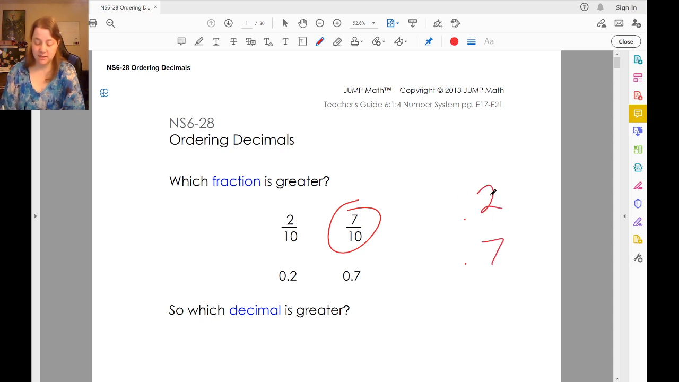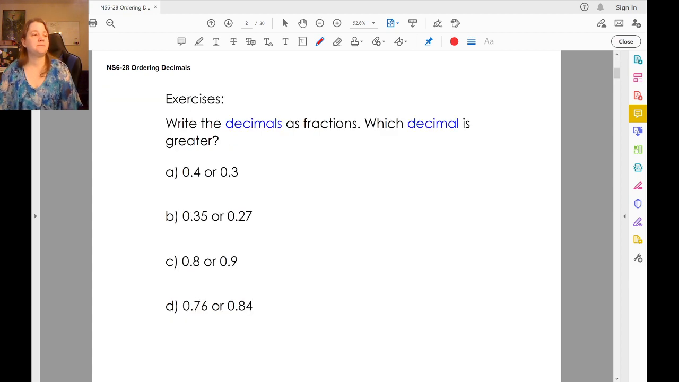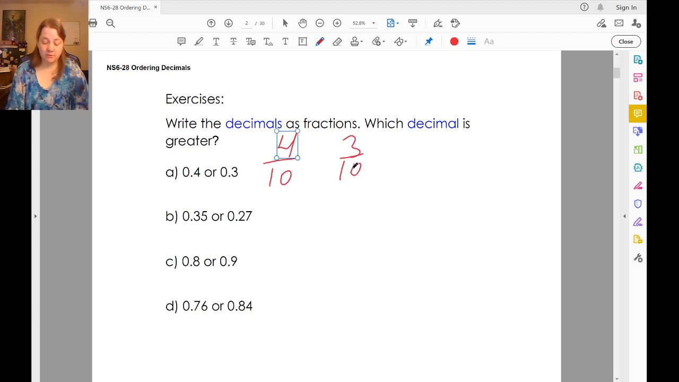2/10 and 7/10, well, 7 is the bigger number and it's the first number that's different. So 7/10 is greater. We also know they're equivalent. They want to write the decimals as fractions and then compare which decimal is greater. We can do that. So we can compare 4/10 and 3/10 and see that 4/10 is greater.